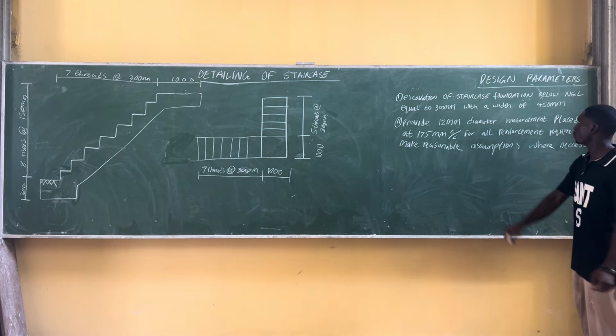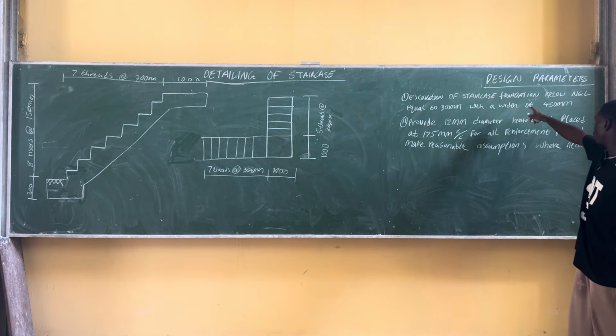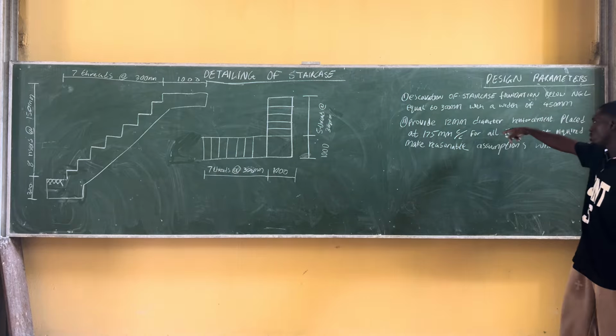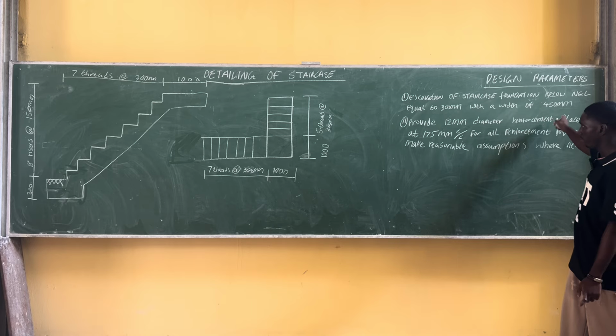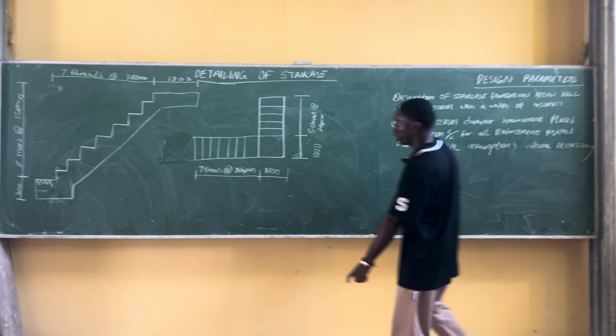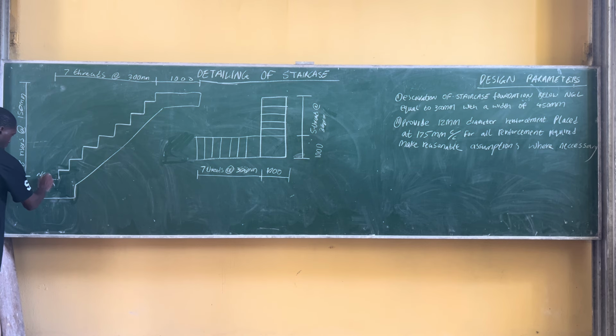Starting now. Design parameters given. Number one, they gave us that the excavation of the staircase foundation below natural ground level is 300 millimeter with a width of 450 mm. That is given as this. This is the natural ground level. This dot I put here, NGL.